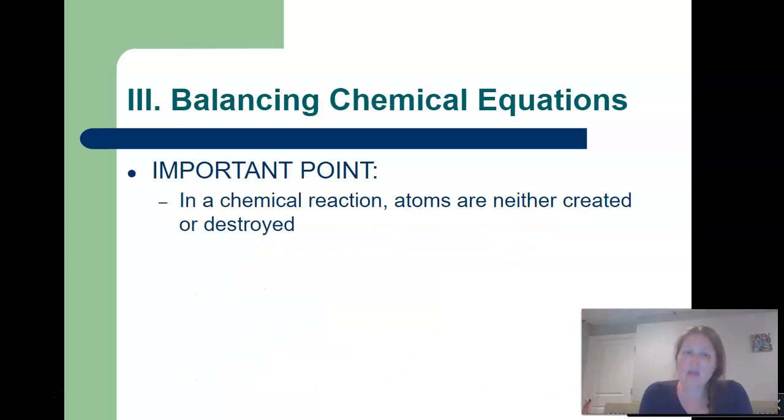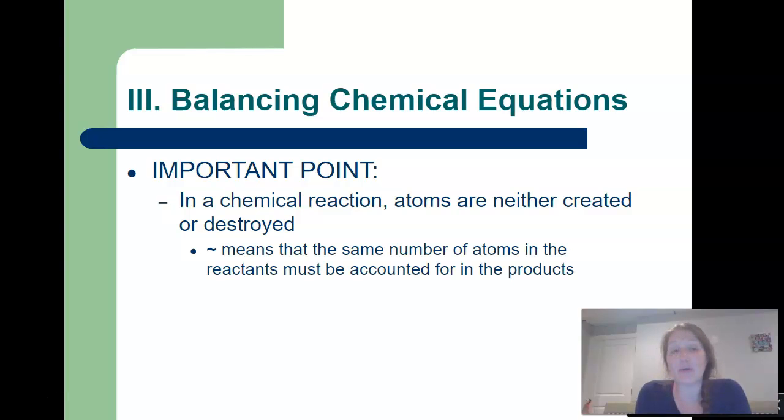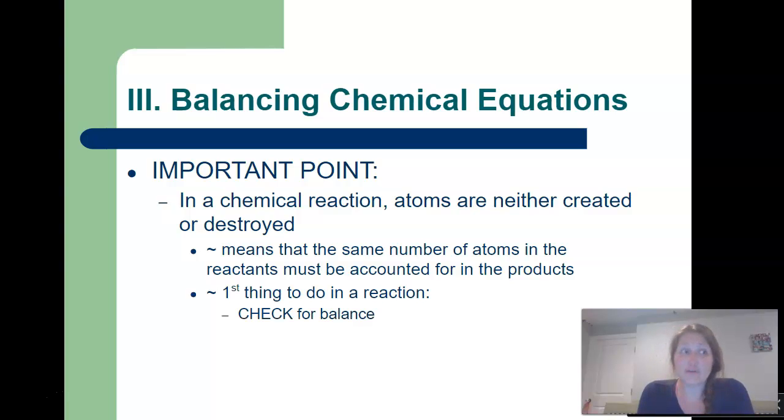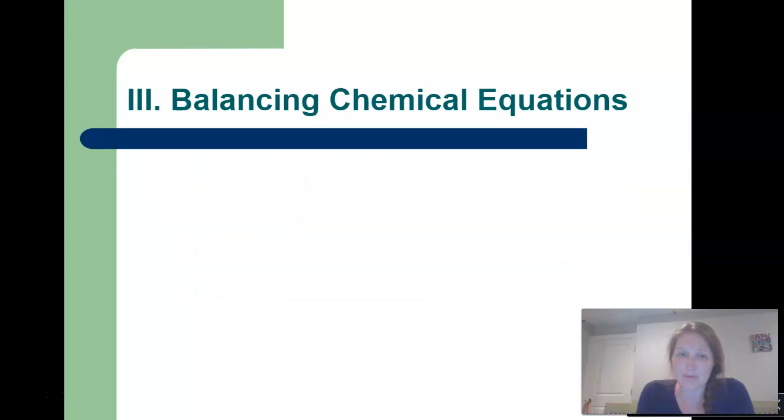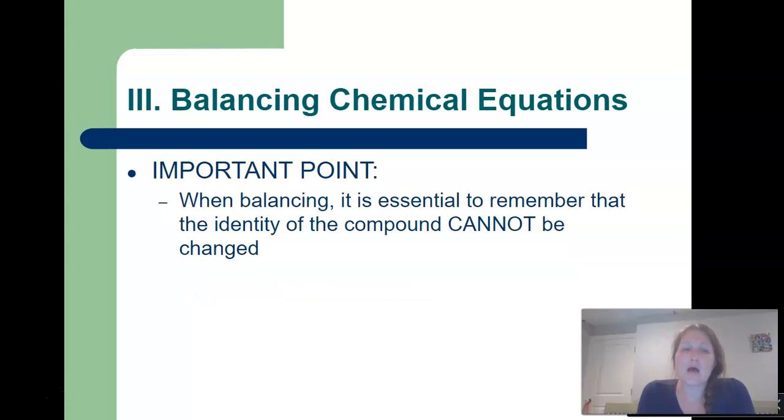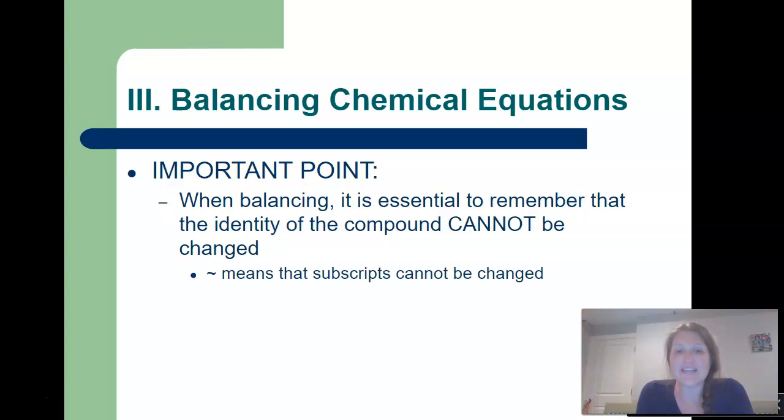Now for balancing. The most important thing to remember when we balance chemical equations is that atoms are neither created nor destroyed. They're simply rearranged. So if I have 25 oxygens on my reactant side, I have to have 25 oxygens on my product side. That's actually why we balance equations. The first thing I always do, if I'm given an equation, is check to see if it's balanced, because if it's not, that's my first step every single time. And the other important point is that when you balance, you cannot change the identity of your compound.